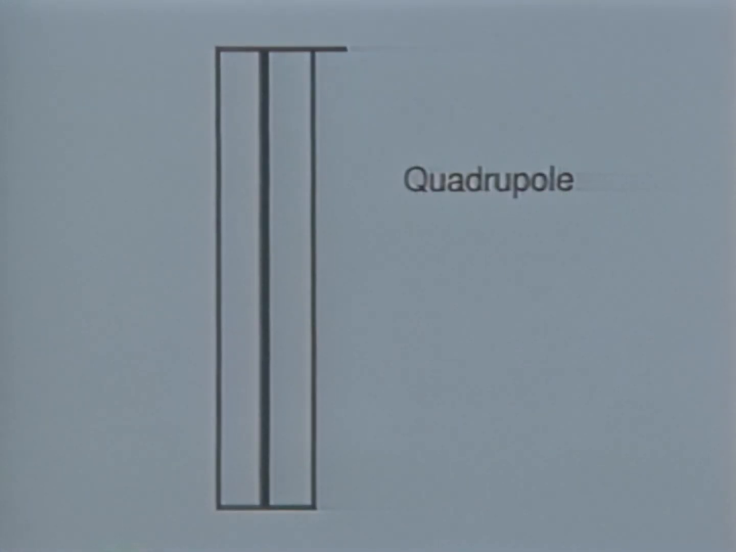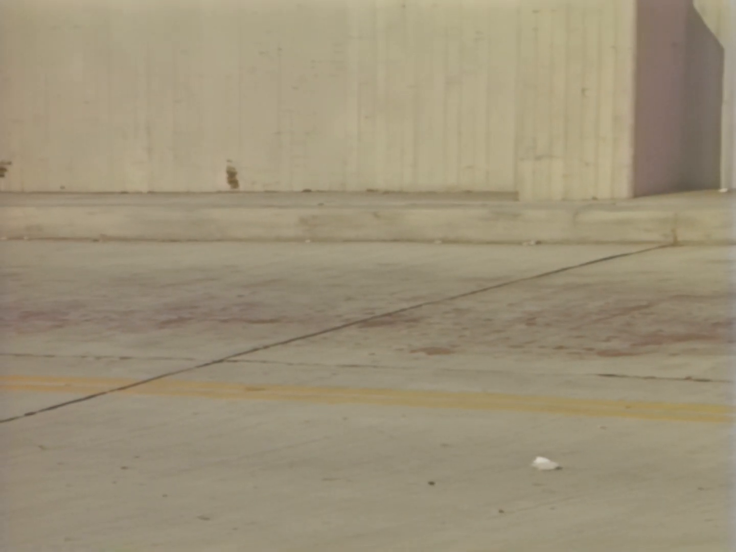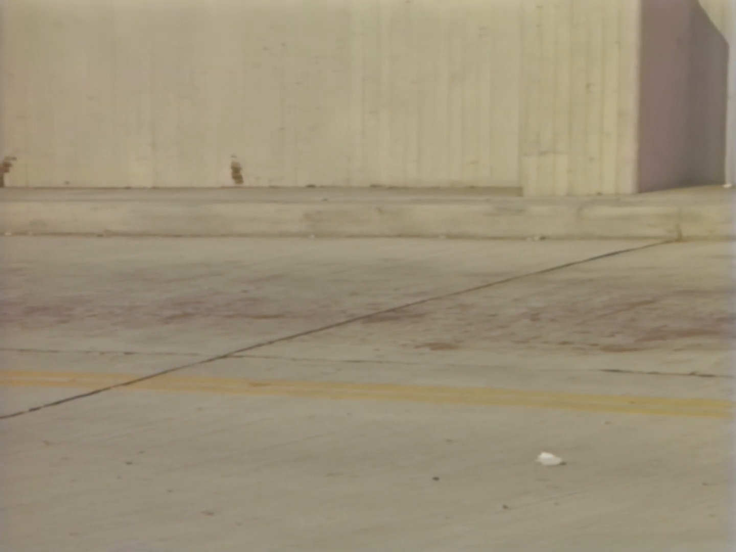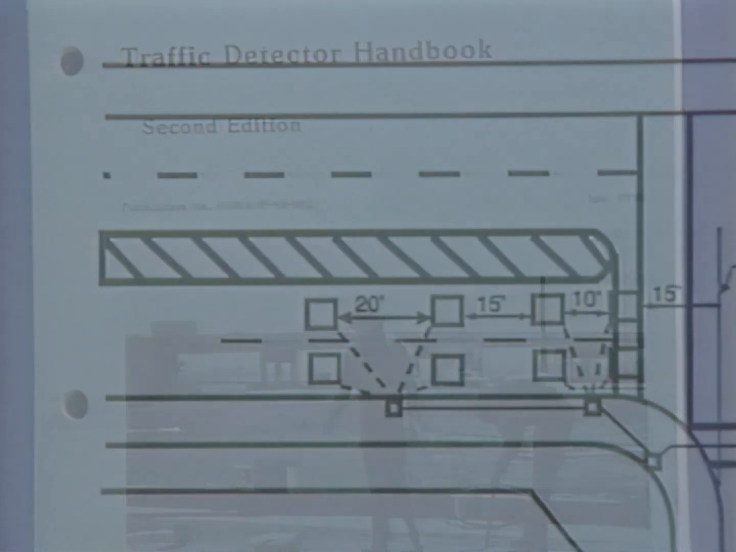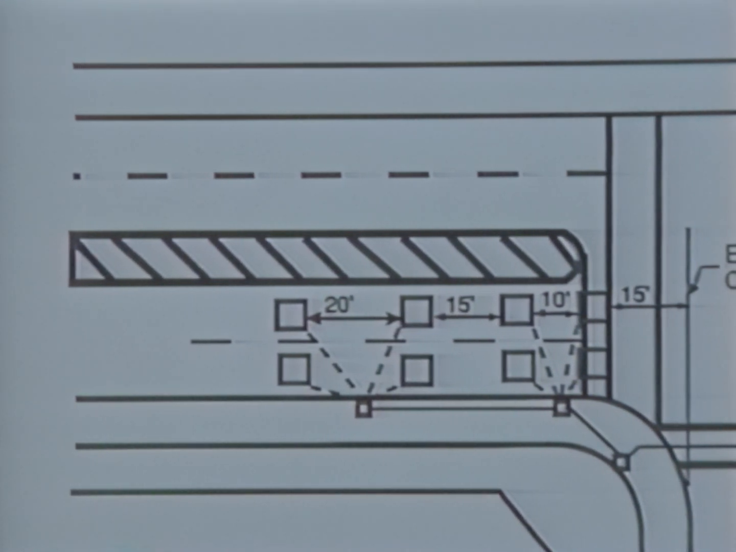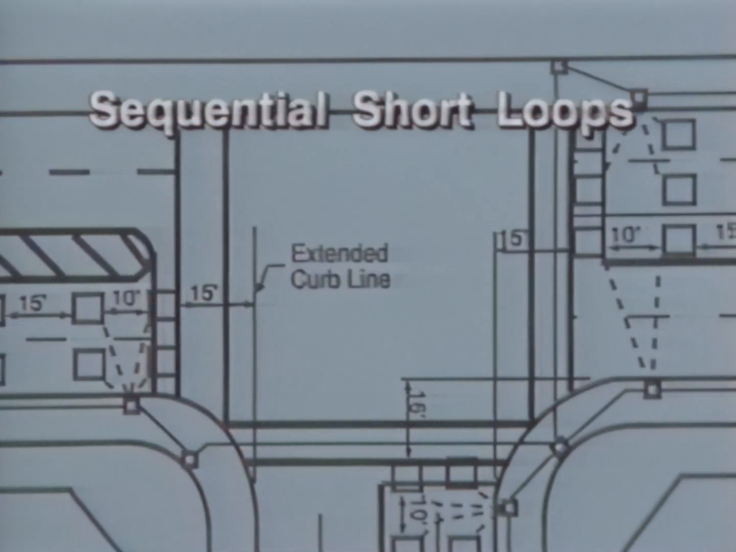For example, the quadrupole design eliminates the splashover problems of the other shapes, but has difficulty detecting high-bed vehicles. And the lengths of all of these long loop shapes increase the chance of detector failure caused by pavement cracks and joint movements. Refer to your handbook for more information concerning long loop comparisons. In response to the problems of long loops, many agencies use sequential short loops for large area detection.